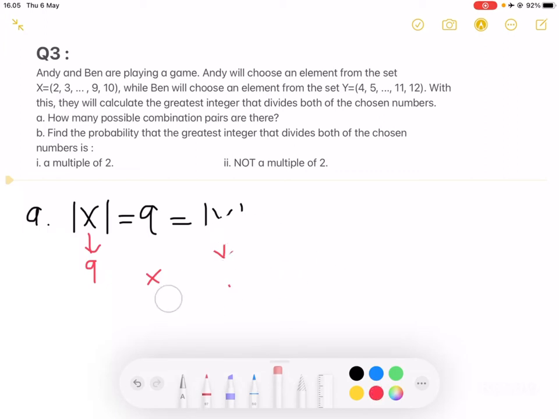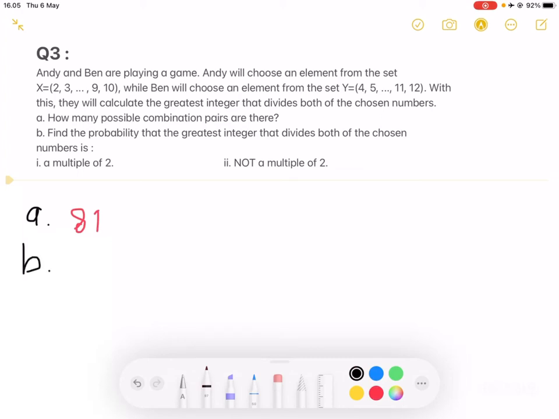Right, let me just rewrite the answer. For part B, find the probability that the greatest integer that divides both of the chosen numbers is a multiple of 2. What it means by the greatest integer that divides both is the GCD of those two chosen numbers.